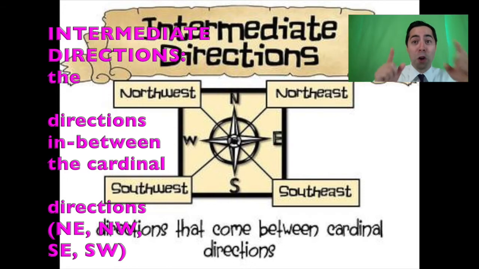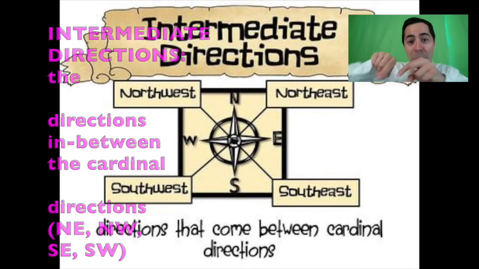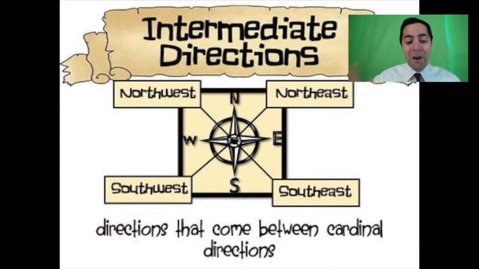You also have northwest. So this is what's considered northwest. Another example of an intermediate direction. When you're looking at south, you have southeast, and then of course you have southwest. And those are the intermediate directions that you will also see on a compass rose.